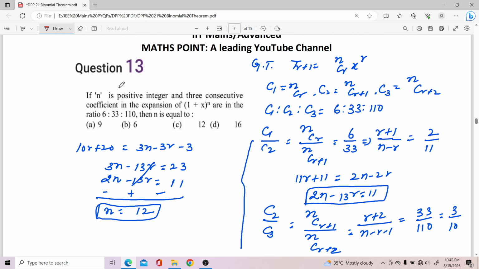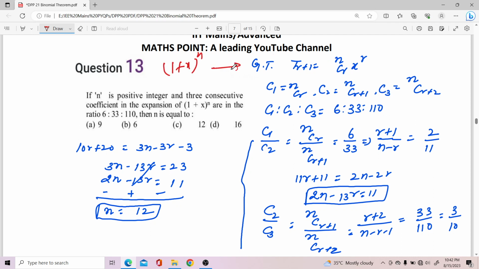In question number 13, again n is a positive integer and 3 consecutive coefficients in the expansion of (1 + x)^n are in the ratio 6, 33 and 110. Then what is the value of n? Again we will be dealing with the general term. What is the general term in the expansion of (1 + x) raised to n?